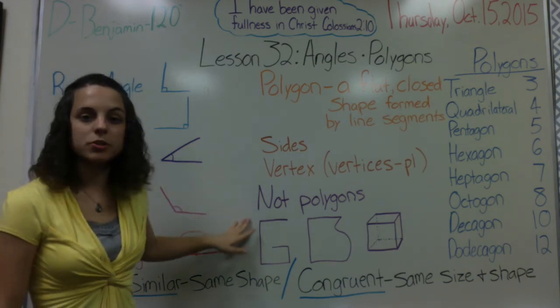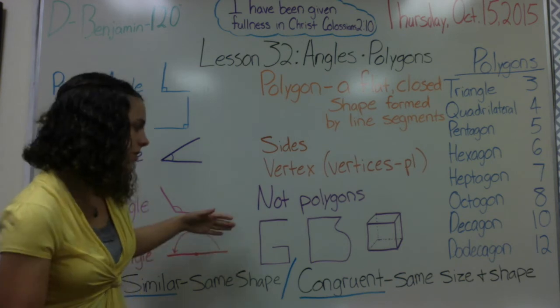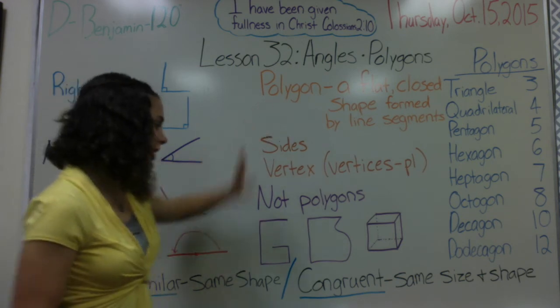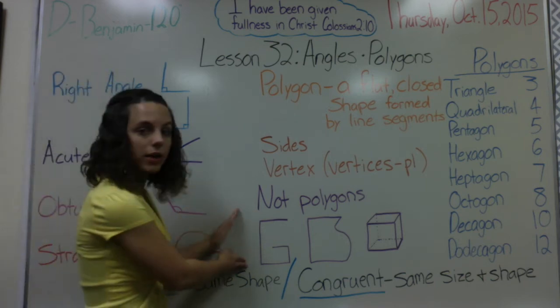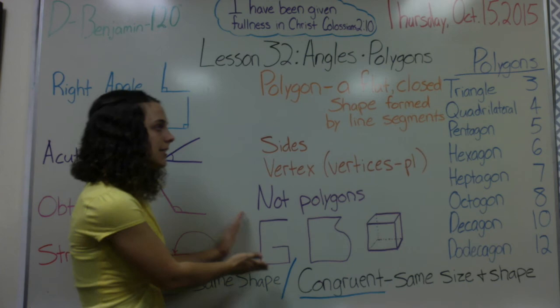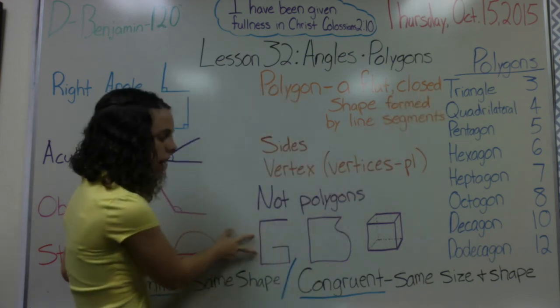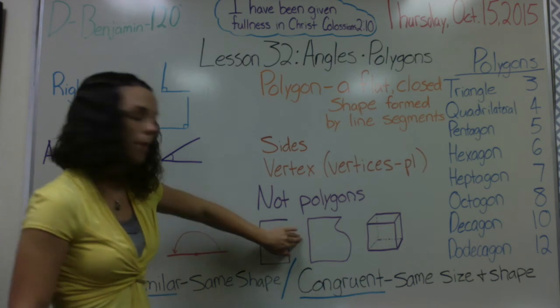Now, these are some examples to show you what a polygon is not, just to kind of get a definition, or to look at our definition in comparison. This shape, why would it not be a polygon? This would not be a polygon because it is not closed. It is an opened shape. This is not a polygon. Why would this not be a polygon?